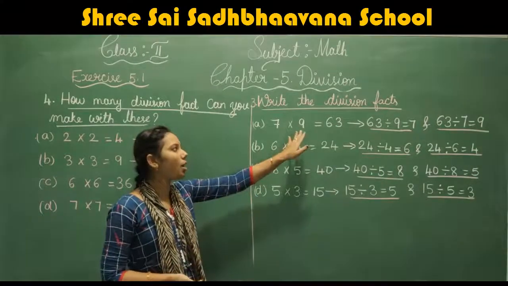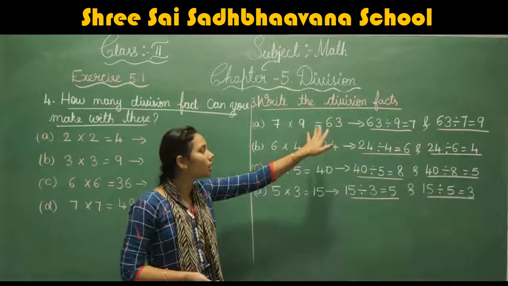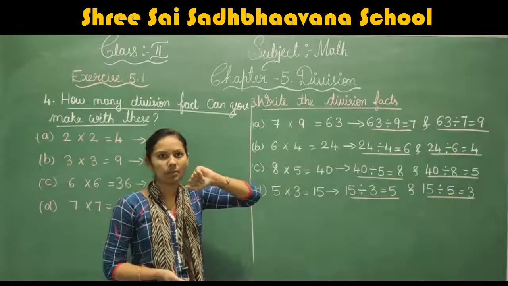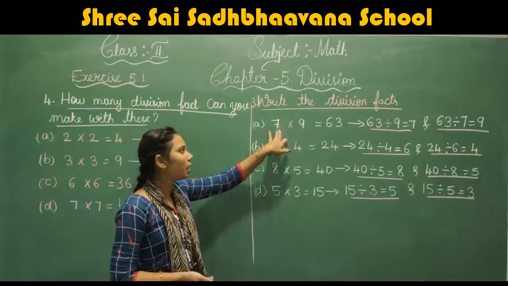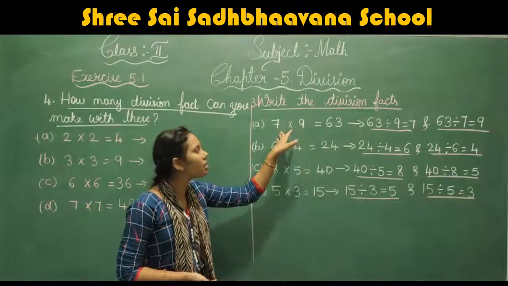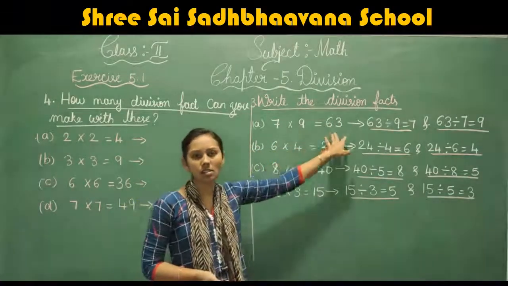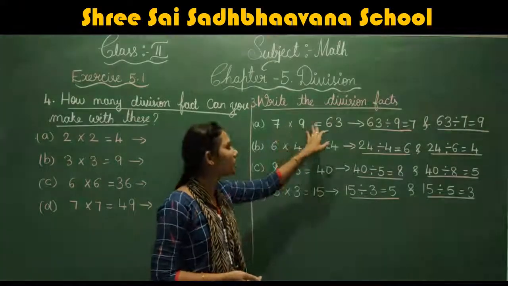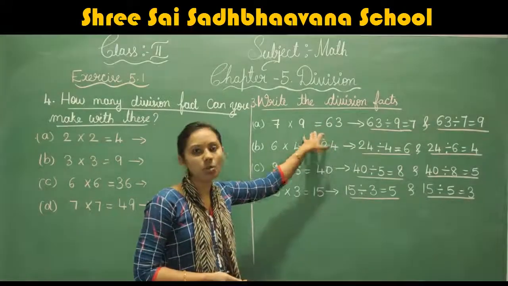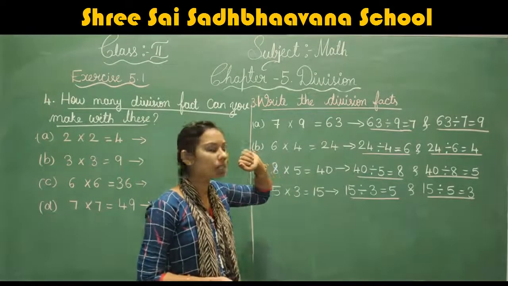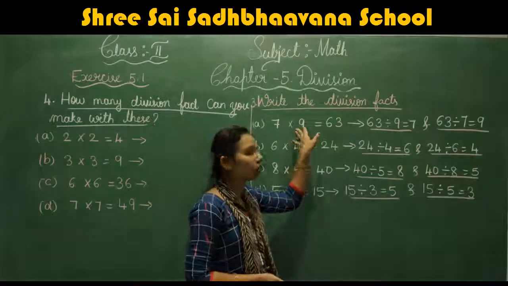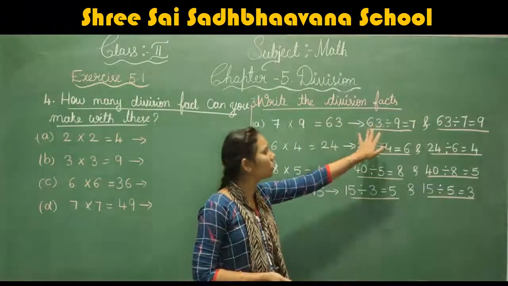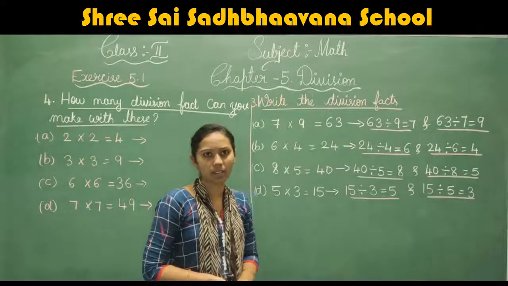So like that, we have to find out the division fact in this multiplication fact. See the first question, 7 into 9, that is 7 nines are 63. This is in the form of multiplication. Right, children? When we are going to change it for the division fact.